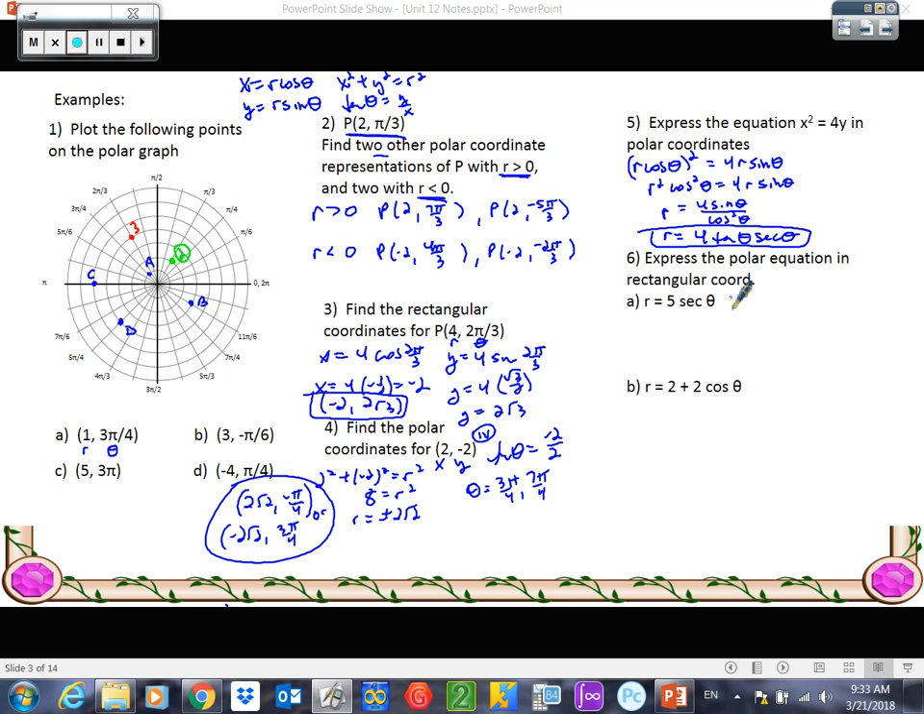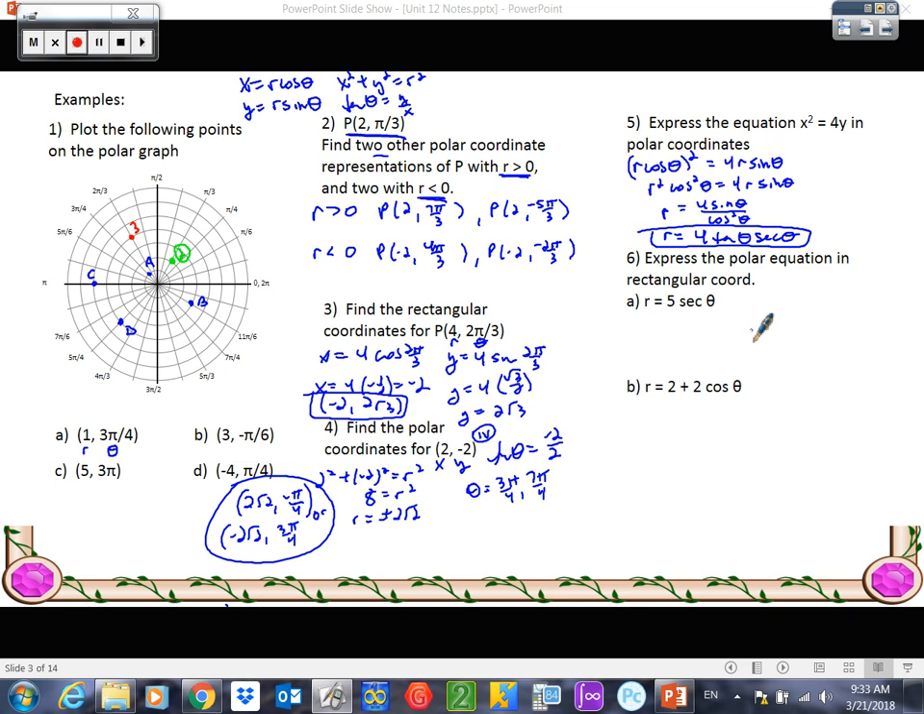No trig left. No sine, cosine, tangent, secant, cotangent, none of those functions left. Only a simple x, y, or x squared, y squared, something like that can be left. So I just wanted to make that really clear because every year I have someone trying to transform these and leaving trig in there. We don't do that. So let's look at this.